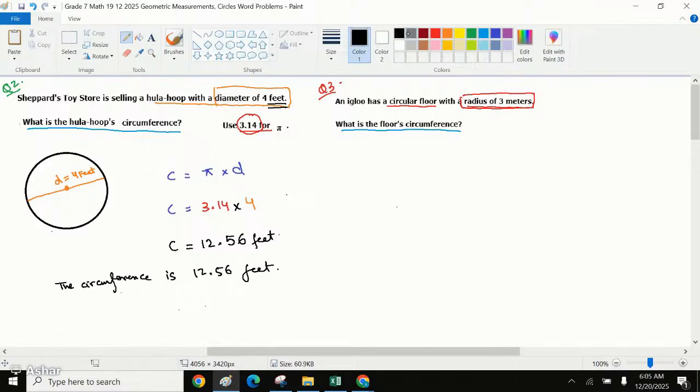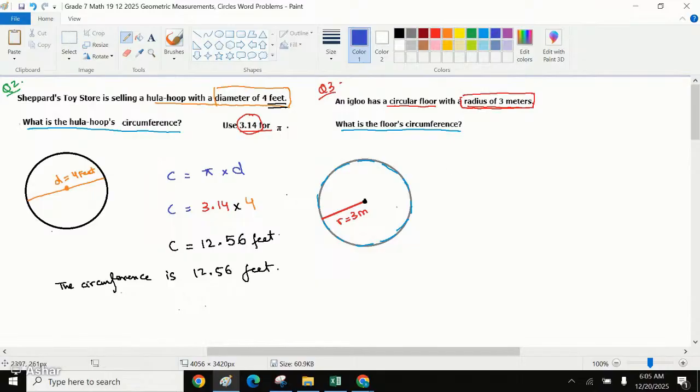So if it is a circular floor, can we say there's a circle given to us? That is the floor surface. We know the radius. The radius is the line from the center to the circumference, to the outer ring. That means the radius was given as 3 meters. We need to find the circumference. Circumference is the outer ring. This is the circumference. We need to find the circumference when the radius is 3.